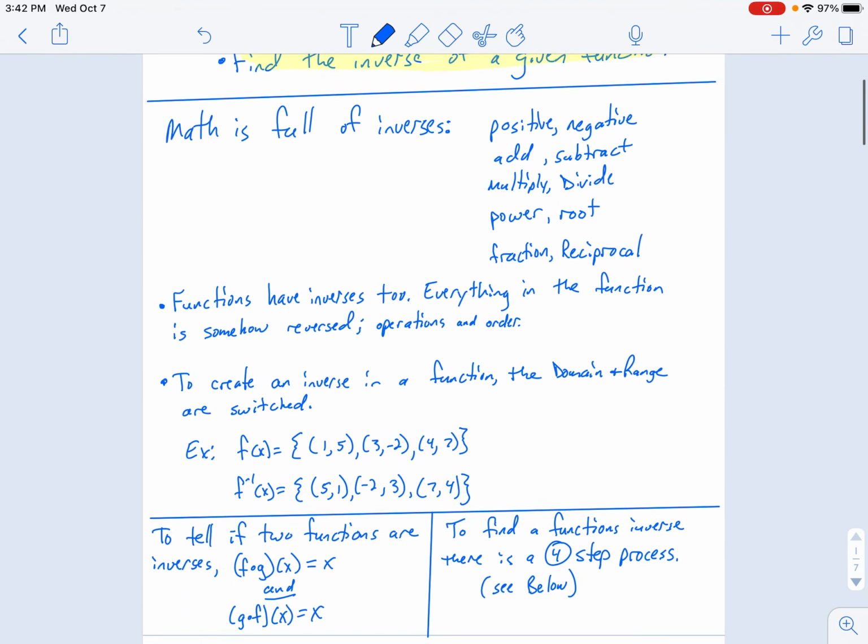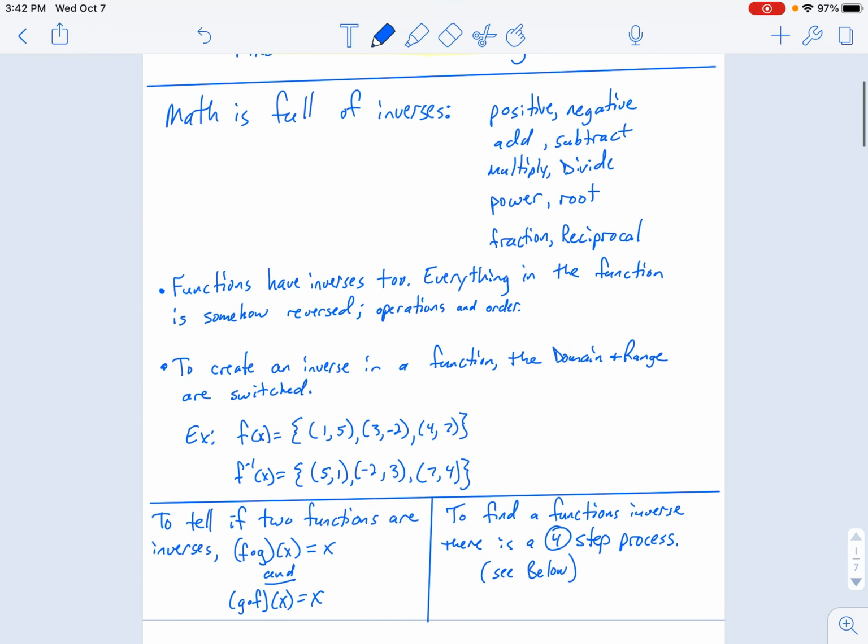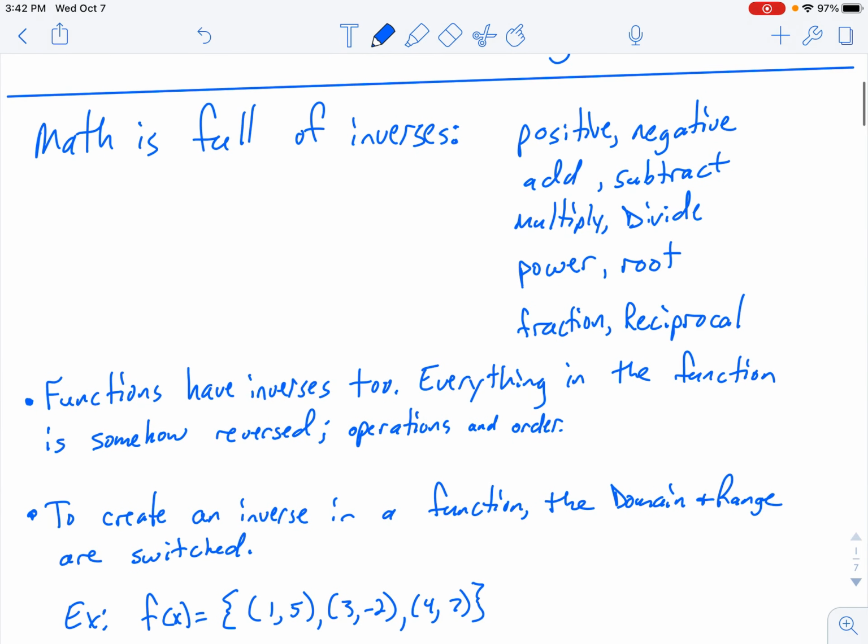And I have a lot of notes on this before I get to the examples. So sorry about that, bear with me. In general, math is full of inverses. So like positive and negative, add and subtract, multiply, divide, power and root, so like square and square root, or third power and cube root. Even things like fractions and reciprocals. So basically, if two things cancel each other out in math, they are inverses.